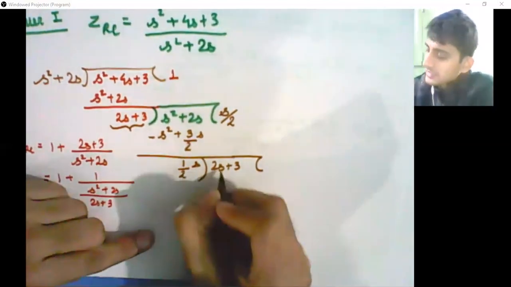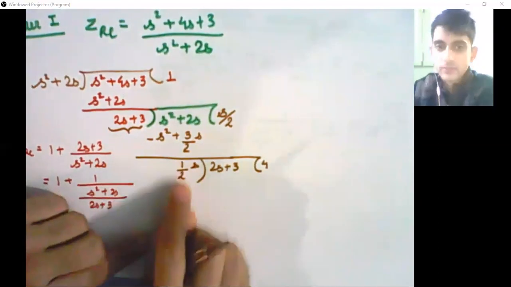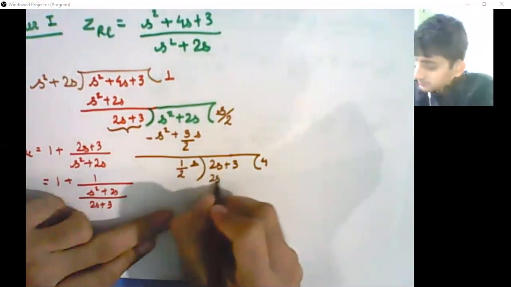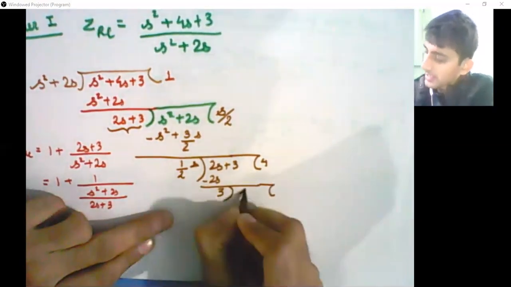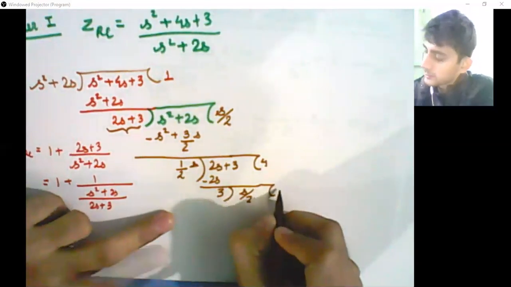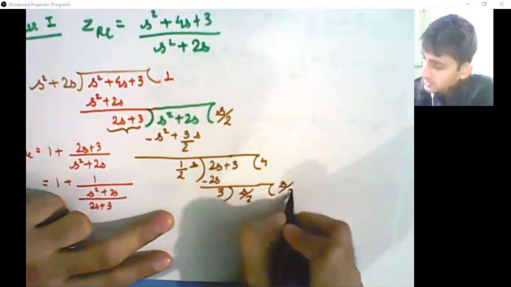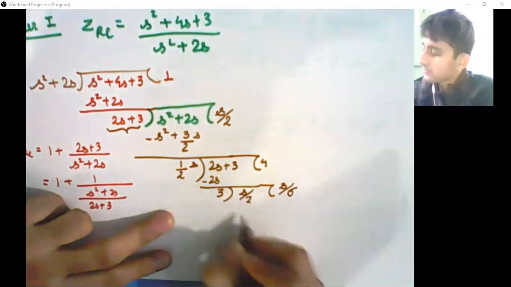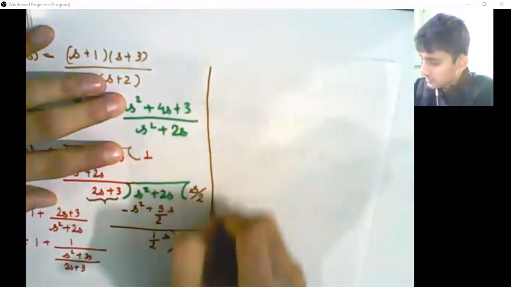If I want to make this as 2, I will have to make this as 4. So 4 into 1 by 2 of s is 2s. I'm left with 3 only. Then I have s by 2. So if I can multiply this one with, let's say, s upon 6, we see that s upon 6 into 3 is s by 2, and it will become 0. So I've got my continued fraction of expansions.